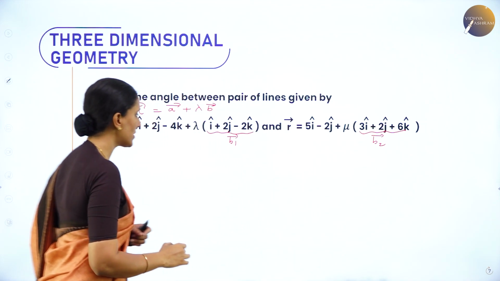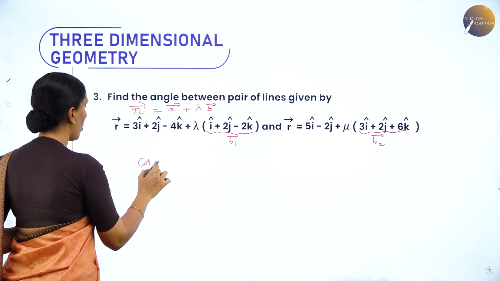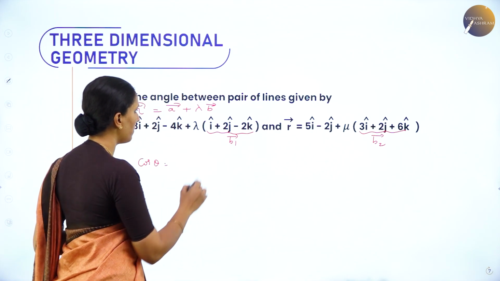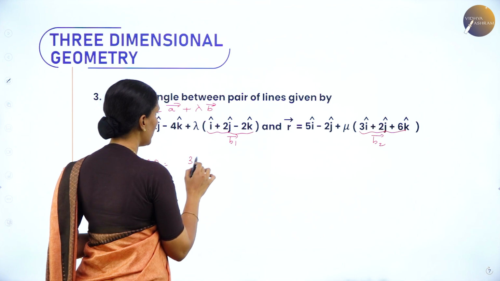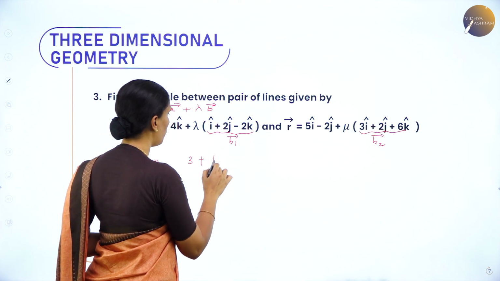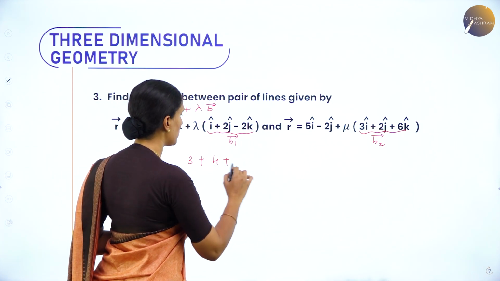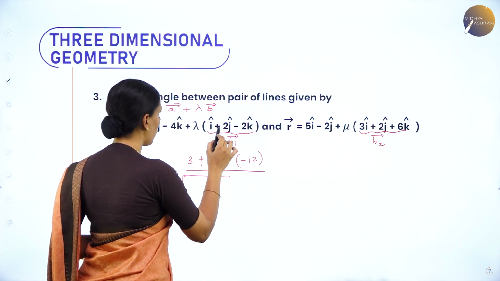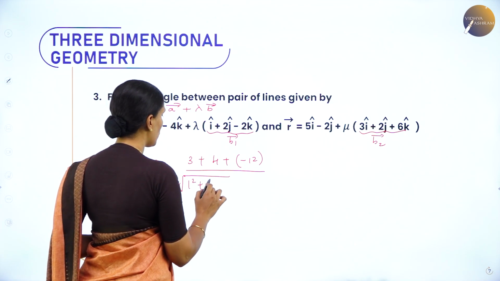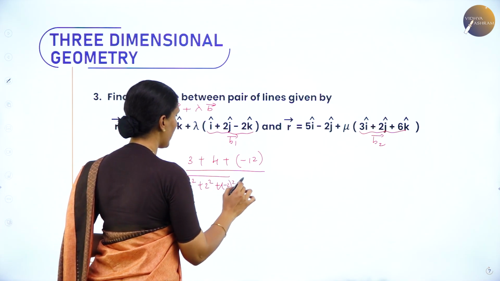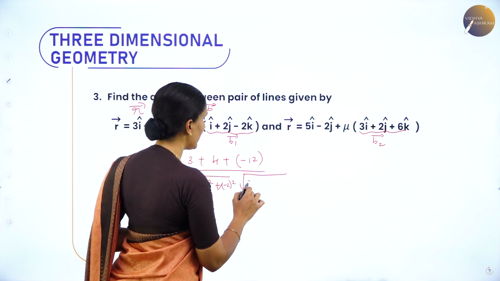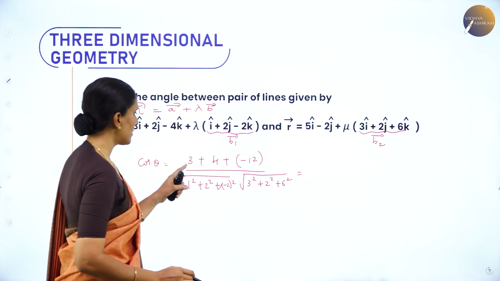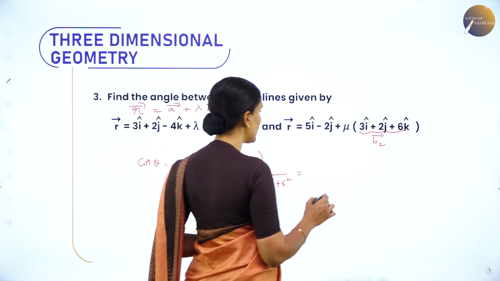To find cos theta, we know that it is the dot product of b1 and b2. So let's take the dot product of b1 and b2: 1 into 3, 3, plus 2 into 2, 4, plus minus 2 into 6, minus 12, whole divided by the square root of the components 1 squared plus 2 squared plus minus 2 whole squared, again the square root of 3 squared plus 2 squared plus 6 squared. So here it is 3 plus 4, 7, 7 minus 12.